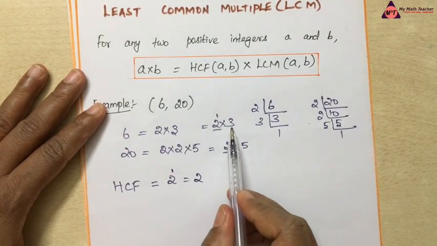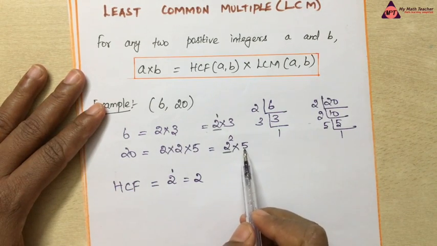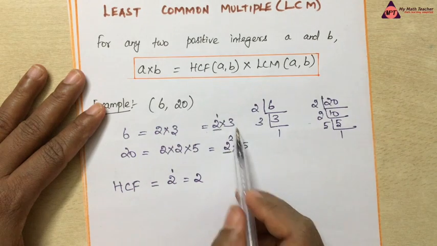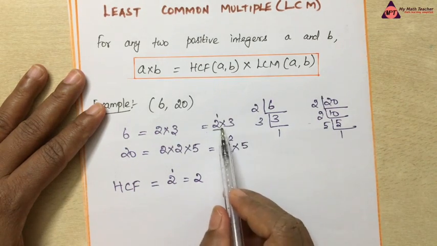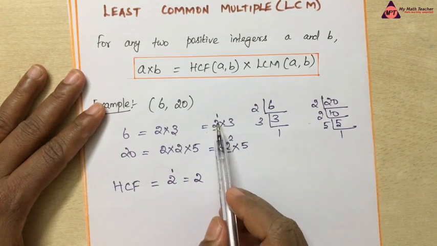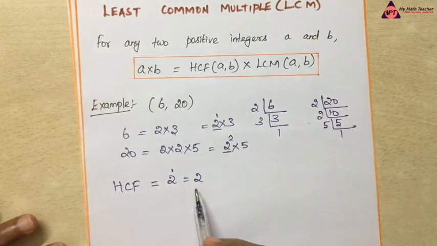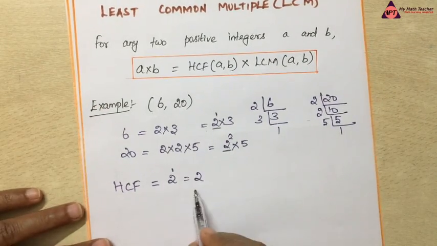So here you can see 3 is present, whereas it is not present here. The same way 5 is present here. So no common factors. You have to look for only the common factors, and the second important point is it should be the least power. So HCF of these two numbers is 2.